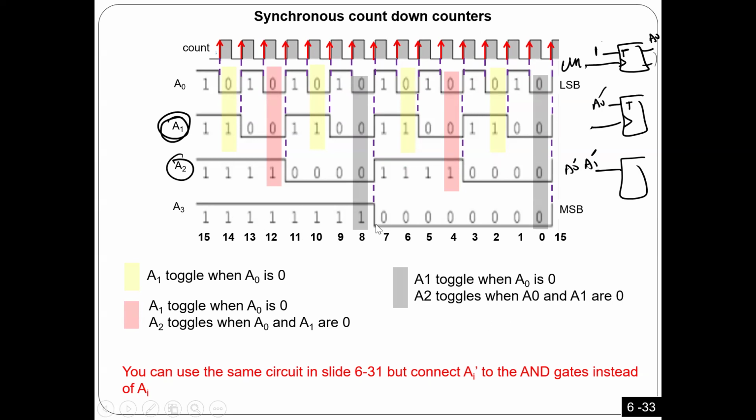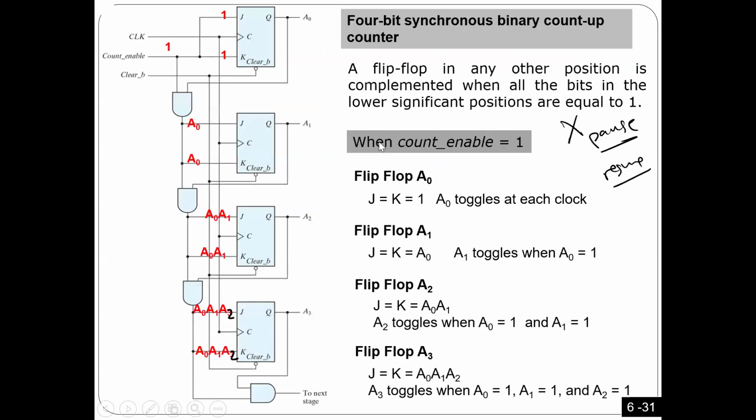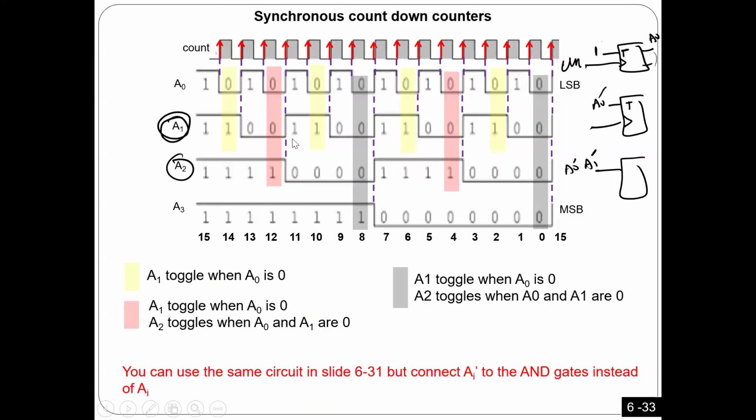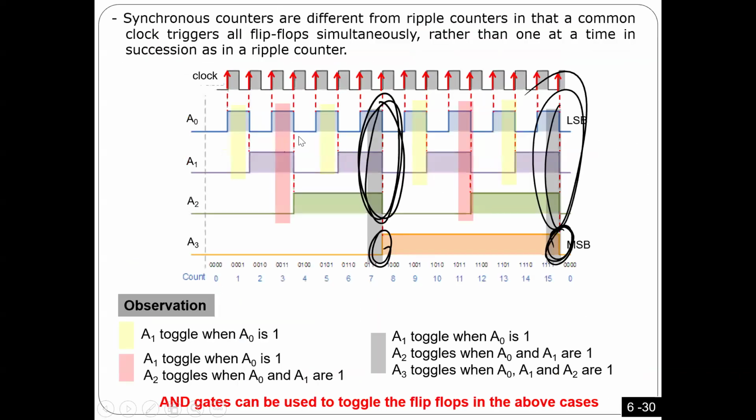Same thing here for this one as well. This one, A3 has to toggle when all the previous flip-flops are zeros, not ones, in count up. Zeros. You got what I'm saying? Okay, guys, any questions? Let me tell you something also interesting here.